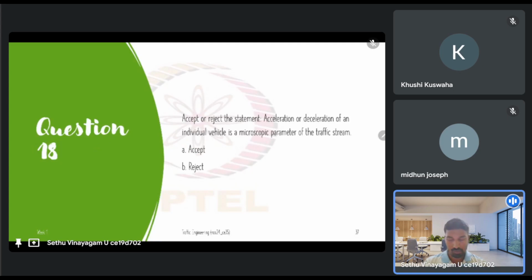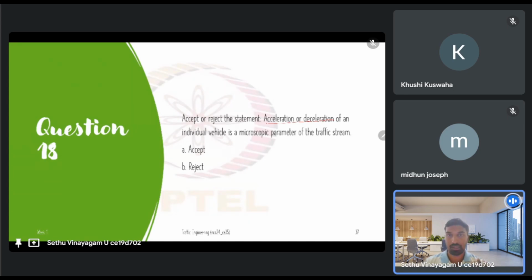Here we are talking about individual vehicle characteristics, right? Acceleration and deceleration are dependent on the particular vehicle. As we saw, there is a wide range of variation in the vehicle characteristics. Acceleration and deceleration is one of the vehicular characteristics, and it is dependent on the vehicle, right? So this is a microscopic parameter, which means it is not defined for your traffic stream as a whole. Whereas when we talk about density or the volume or the flow, these are applicable for the stream as a whole.